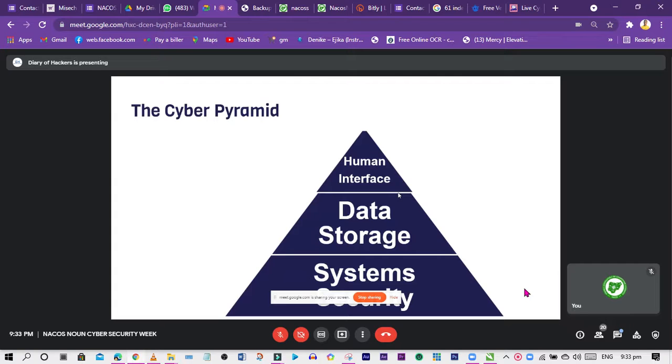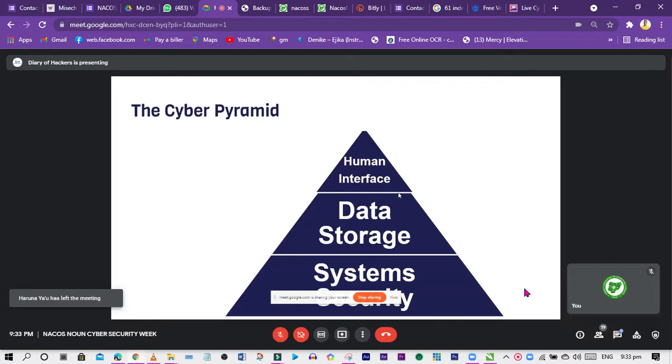Now we have the pyramid of cybersecurity. The first interface that you encounter is the human. After the human, you go to the data storage, then you can talk about the security systems. Once an attacker gets hold of a security system, forget about the rest, right? Because the foundation of cybersecurity is the security systems that are in check.